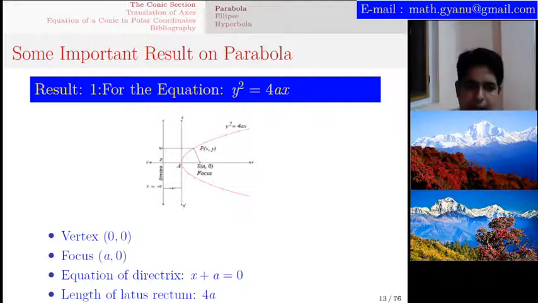Now the length of the latus rectum of this curve will be 4 times a. What is the length of the latus rectum? It is the length of the chord of the curve which passes through the focus and is perpendicular to the axis of the parabola. Such a line is known as the latus rectum. Its length will be 4 times a, and the endpoints of the latus rectum are (a, 2a) above the x-axis and (a, minus 2a) below the x-axis.